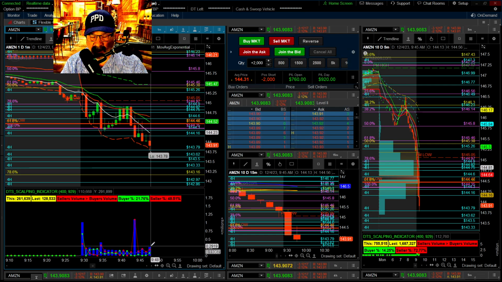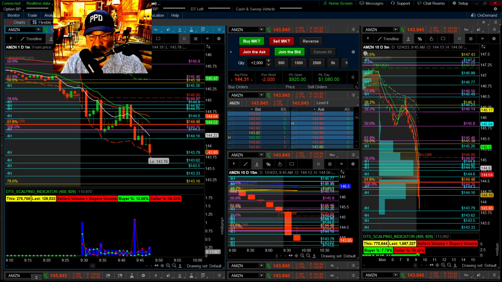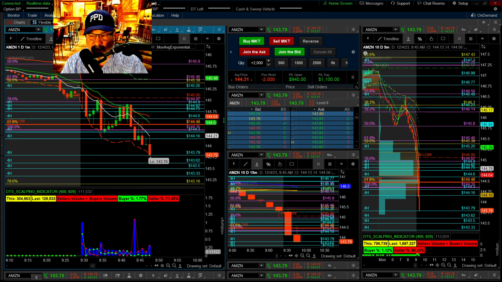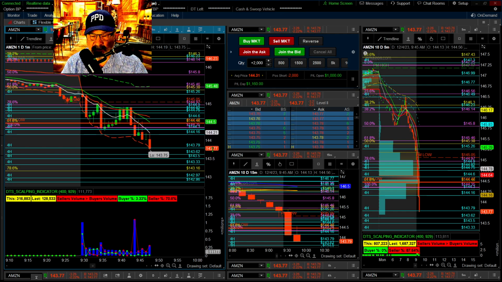Sellers are still strong. They're staying above. It's a seller's market right now on this one. It did make a new low. Let's see what happens here.